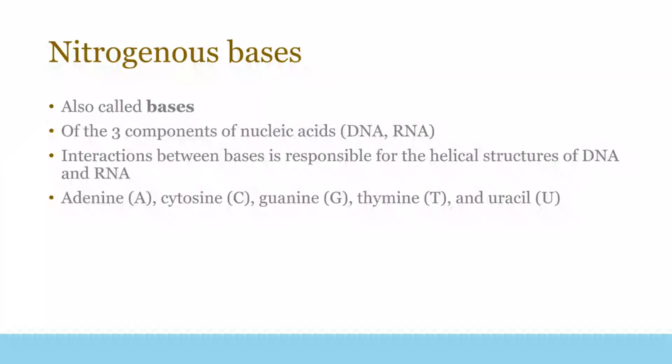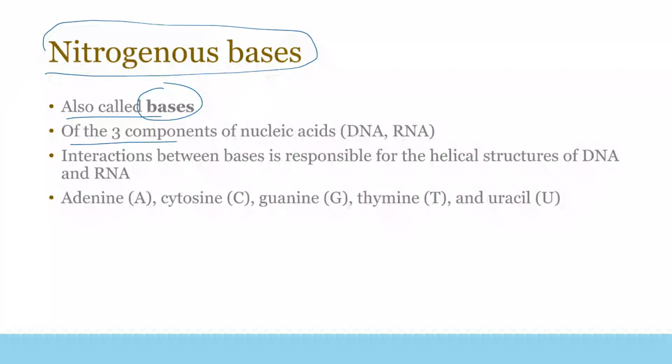The reason DNA forms a double helix is because of the hydrogen bonding between nitrogenous bases. Recall, nitrogenous bases can sometimes just be called bases, and these are one of the 3 components of the nucleic acids, as we said, whether it's DNA or RNA. Interactions between the bases is responsible for the helical structure of DNA and RNA. The nitrogenous bases are adenine, cytosine, guanine, thymine, and uracil, and they're abbreviated by the following: A for adenine, C for cytosine, G for guanine, T for thymine, and U for uracil.